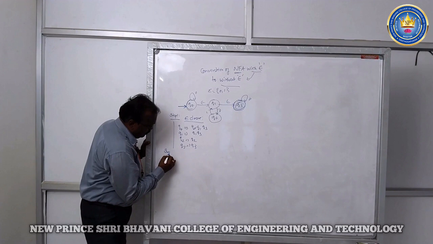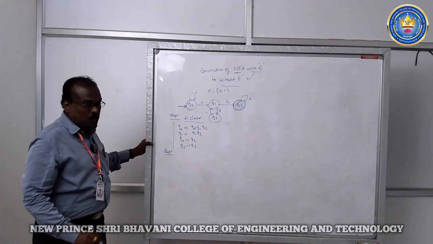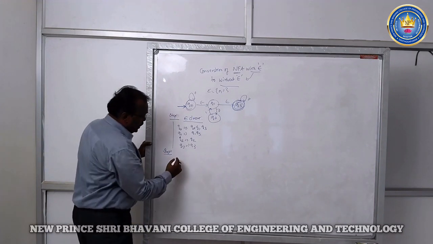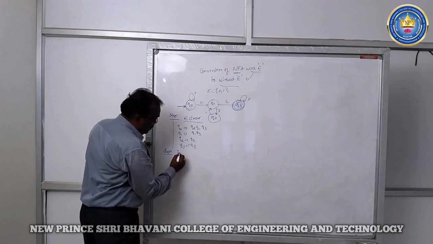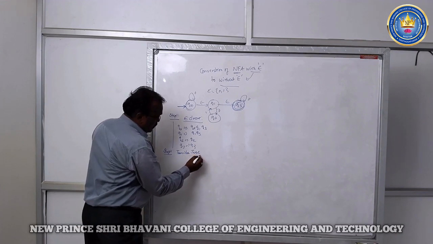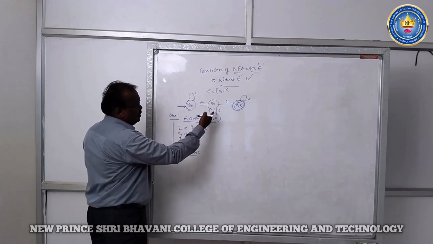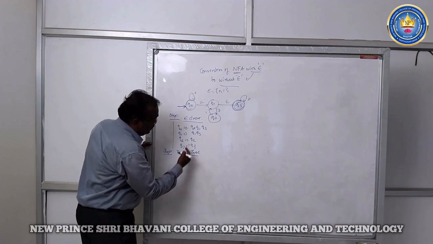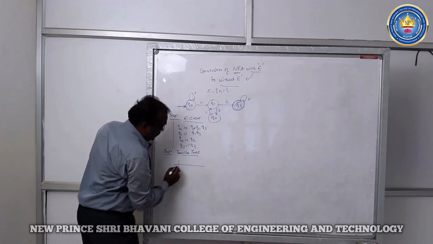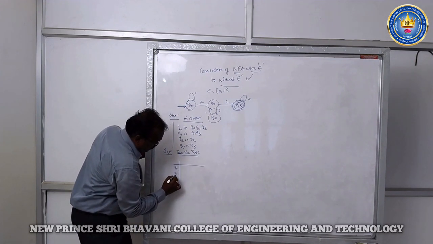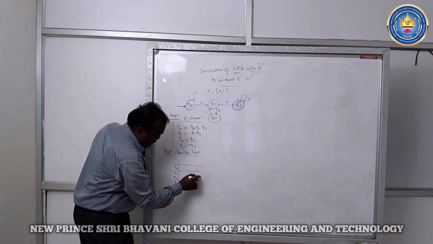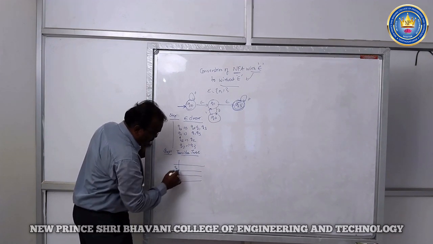Step number 2: from this transition diagram, we want to create a truth table, that is, a transition table. So from this diagram you have to create a transition table now. How many states are here? Four states: Q0, Q1, Q2 and Q3. So create one table like this.